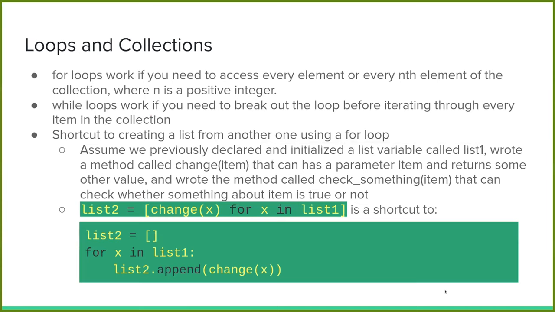Okay, so when you want to iterate through all the values inside a list or a tuple, you can use a for loop if you want to access every single element or every nth element of the list or the tuple where n is a positive integer. The while loops work if you need to break out of the loop before iterating through every item in the collection. And we also discovered a shortcut to creating a list from another one using a for loop.